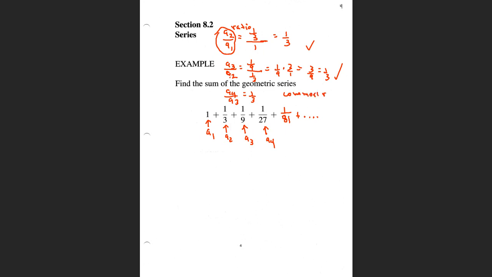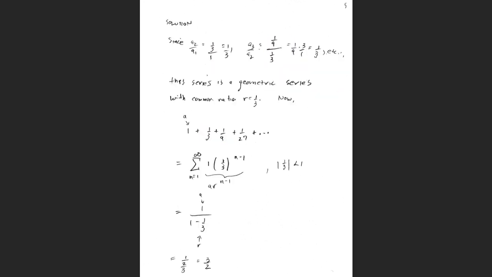So this has what's called a common ratio. Common ratio means you take a term of the series and divide it by the previous term, and that ratio is always the same. It's a common ratio. So in this case, our common ratio is equal to 1/3. Now I have this written on the next page, so let me go to the next page.